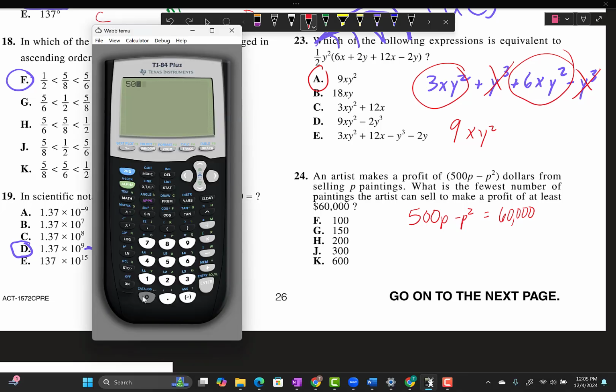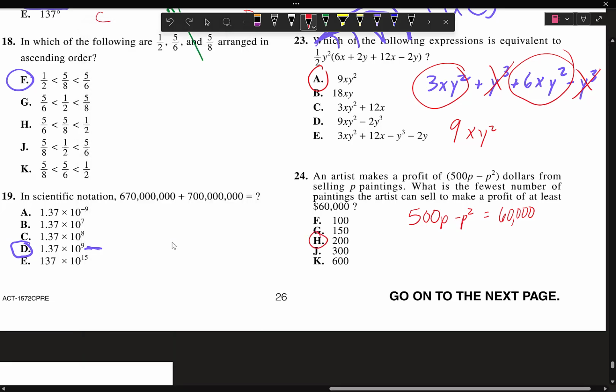So I'm going to first take 100 and substitute it for p in the calculator, and see if that gives me 60,000. It does not. I'm going to skip 150, and we'll see if that proves to be a foolish mistake. Just a hunch more than anything. There we go. 200 is the answer.